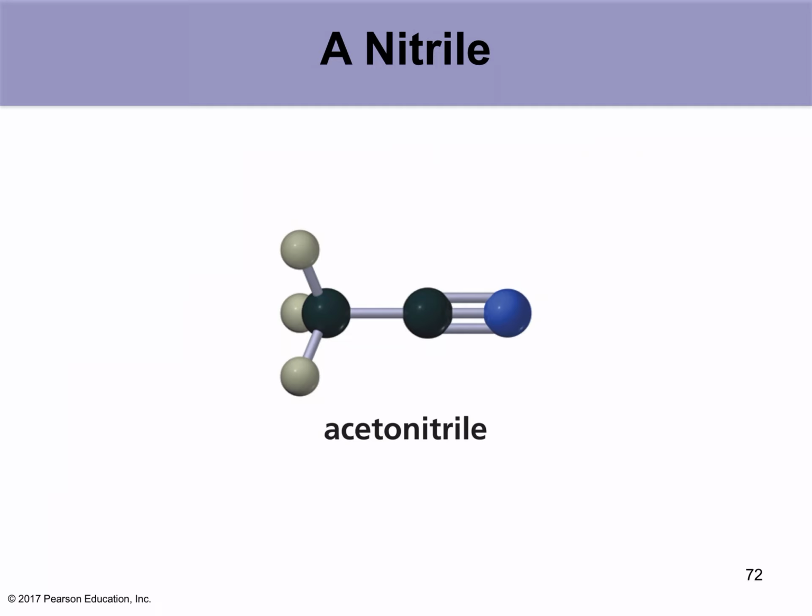Okay, a nitrile. So what is a nitrile functional group? Carbon with nitrogen with a triple bond, 1, 2, 3. The cyano group is called a nitrile. And this one is called acetonitrile, with the CH3 group.